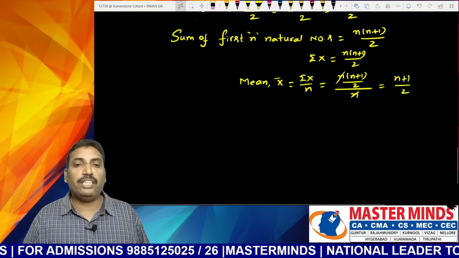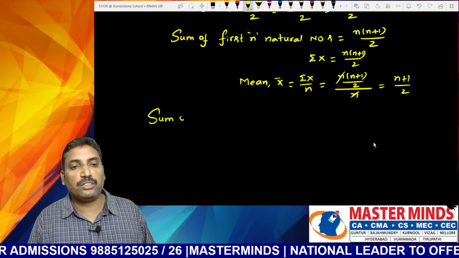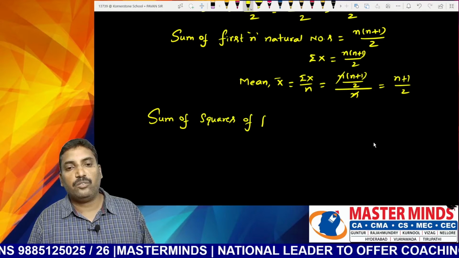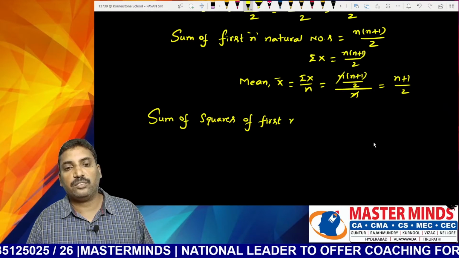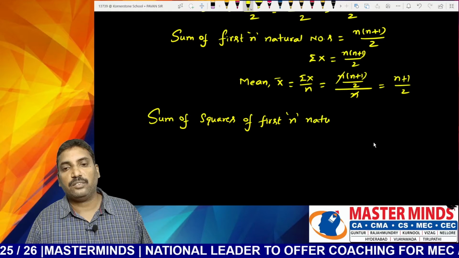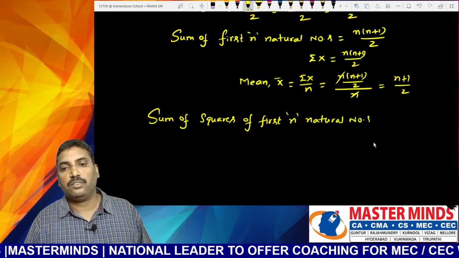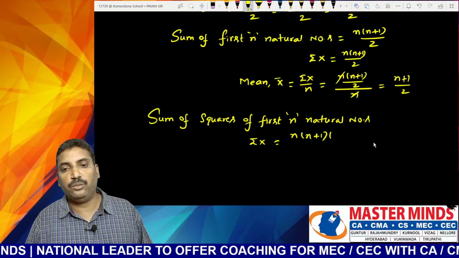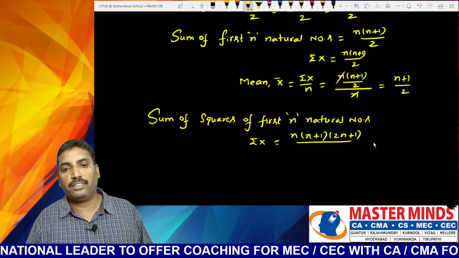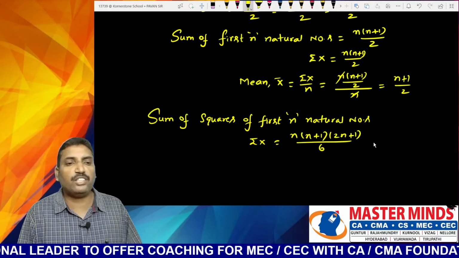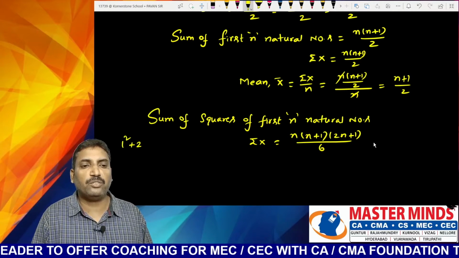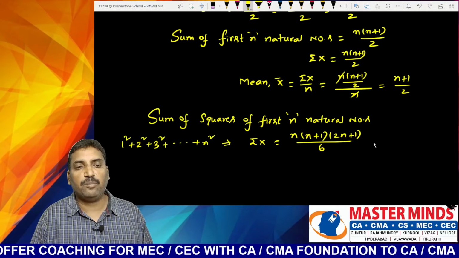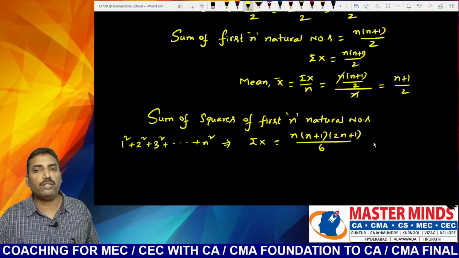So we know that the sum of the first n natural numbers is n into (n plus 1) by 2. Like that only, we know that the sum of squares of the first n natural numbers, that is summation of x squared, is n into (n plus 1) into (2n plus 1) by 6. What is the sum of squares of the first n natural numbers? It means 1 square plus 2 square plus 3 square, and so on up to n square. That summation will be equal to n into (n plus 1) into (2n plus 1) by 6.